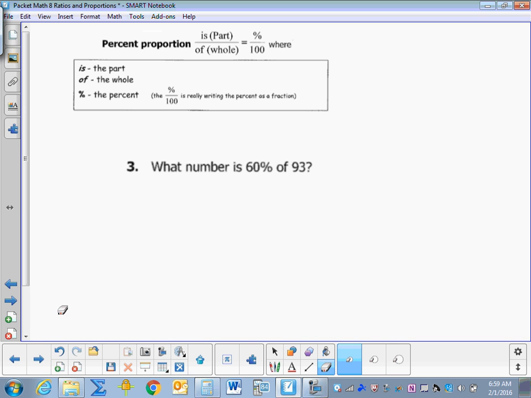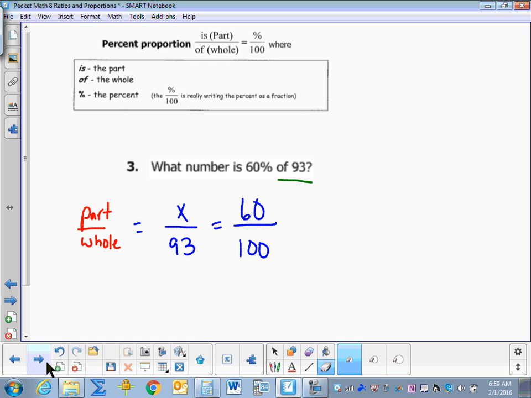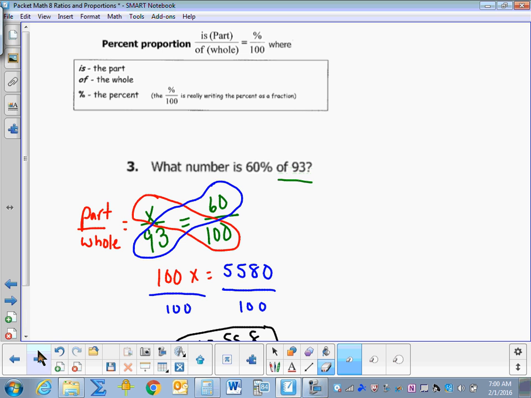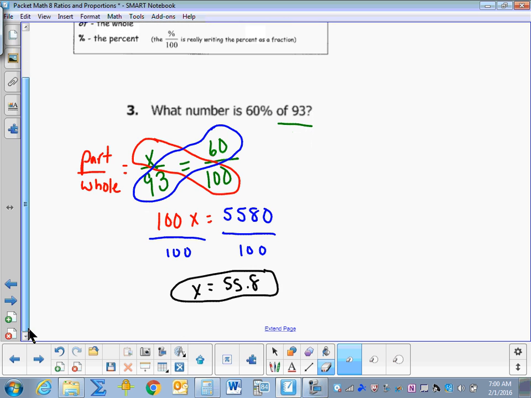Okay, you try number 3. What number is 60% of 93? Here's our percent proportion. And 55.8 is 60% of 93.